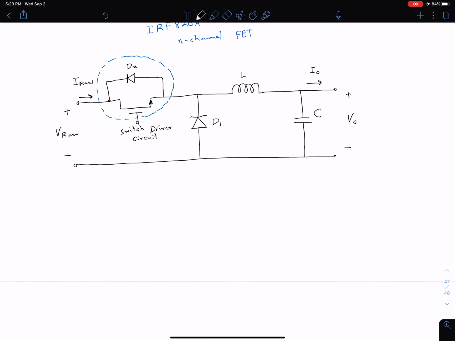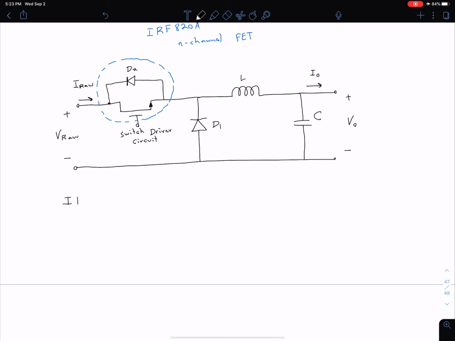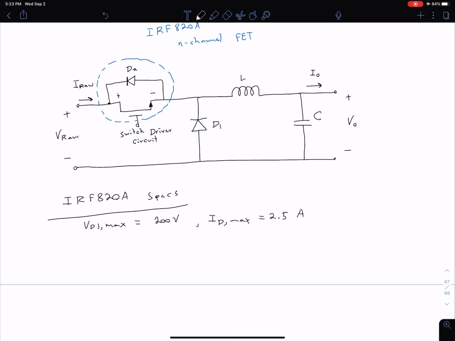So our specs for this N-channel FET, let's say our IRF 820A specs are as follows. We have a VDS max, that's our drain to source voltage, across here, drain to source. The VDS max is going to be 200 volts. We also know that our ID max, our drain current, is equal to 2.5 amps. So we see this device is able to handle relatively large currents and voltages.